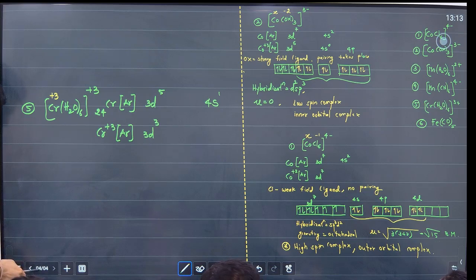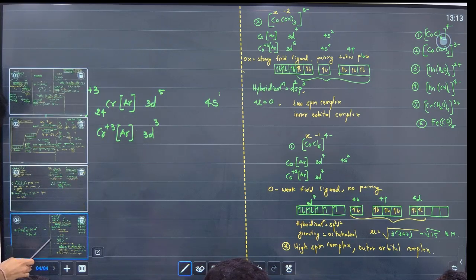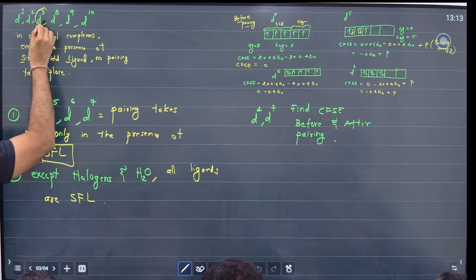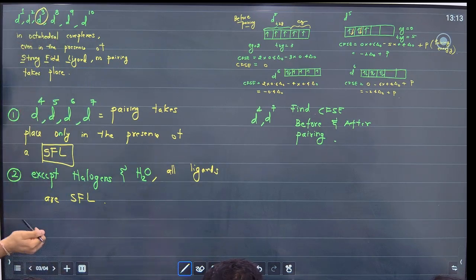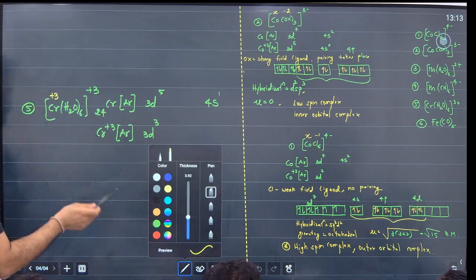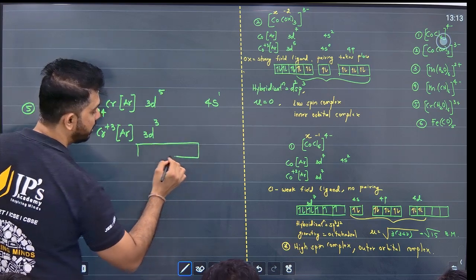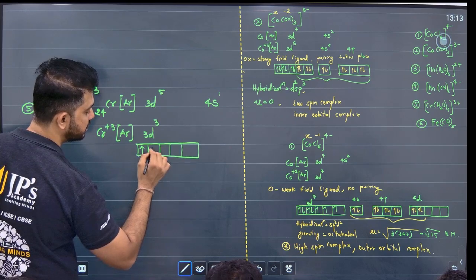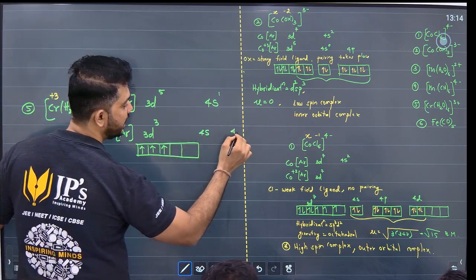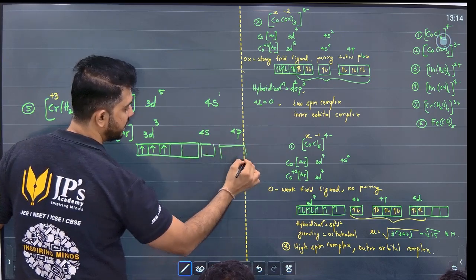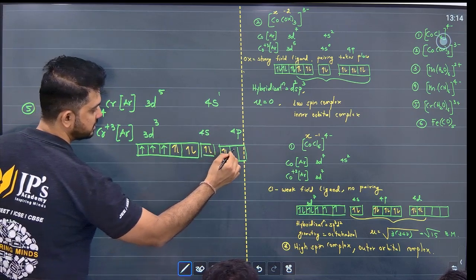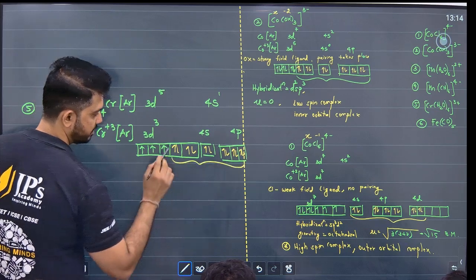What is the configuration? d3. If configuration is d3, will it matter whether it is strong field or weak field? Is it making sense? It is going to remain unpaired, the same way. Yes or no? So which orbital will you use? 4s and 4p, 1 in 4s and so what is the hybridization? d2sp3.